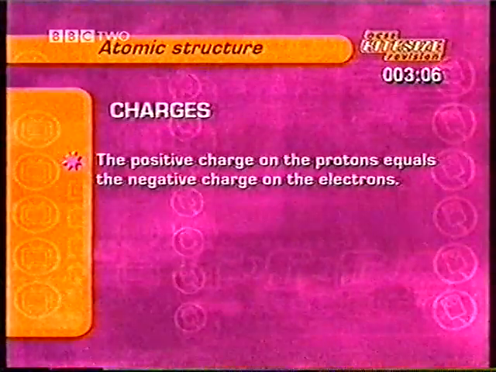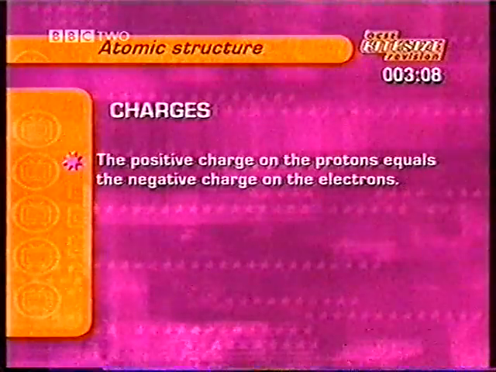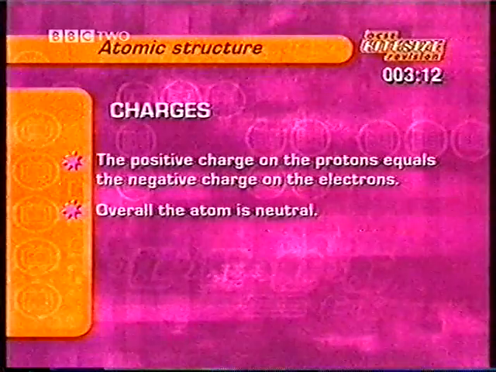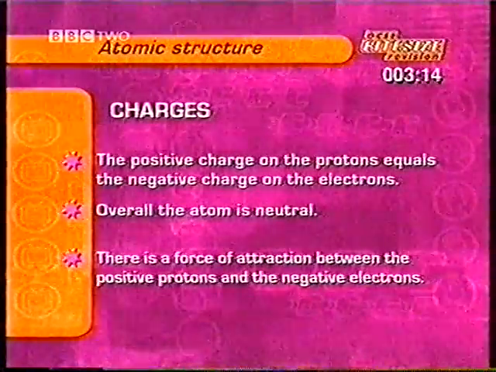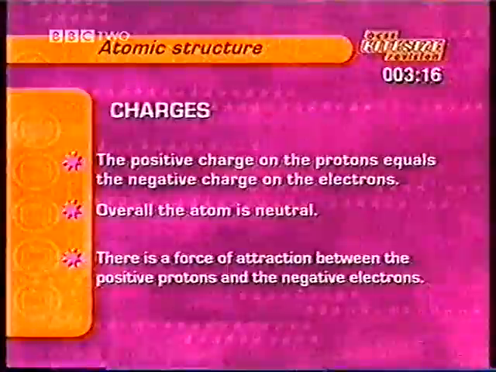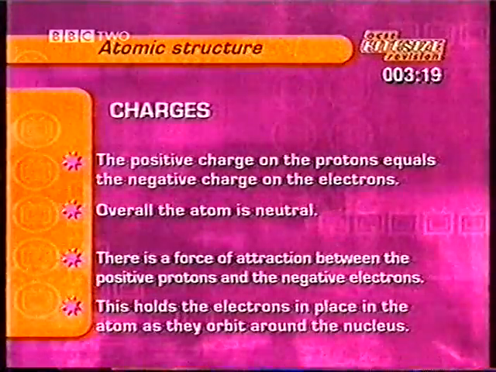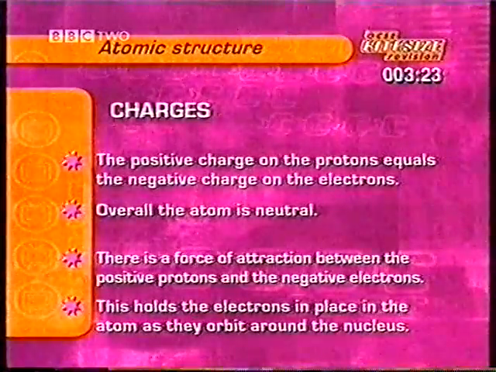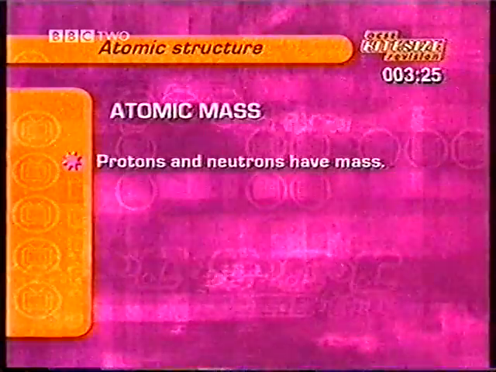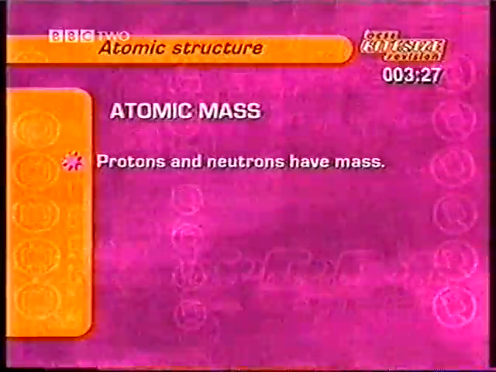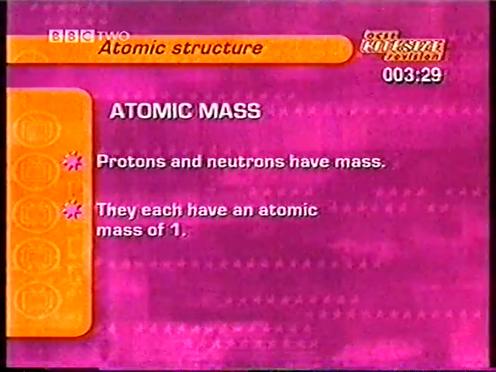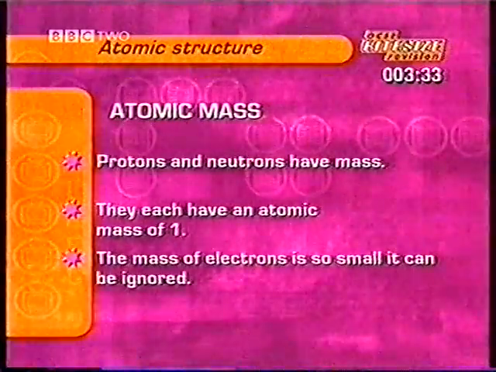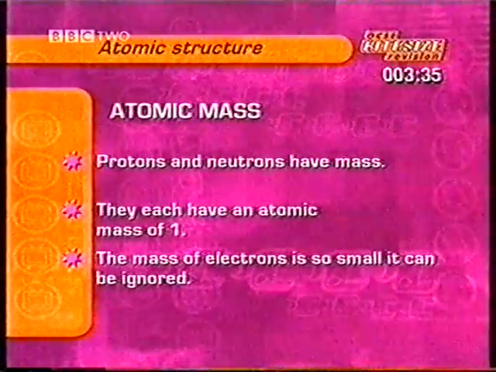The positive charge on the protons equals the negative charge on the electrons, so overall the atom is neutral. There's a force of attraction between the positive protons and the negative electrons. This holds the electrons in place in the atom as they orbit around the nucleus. Protons and neutrons both have mass. They each have a mass of 1 in atomic mass units. The mass of an electron is so small it can be ignored.